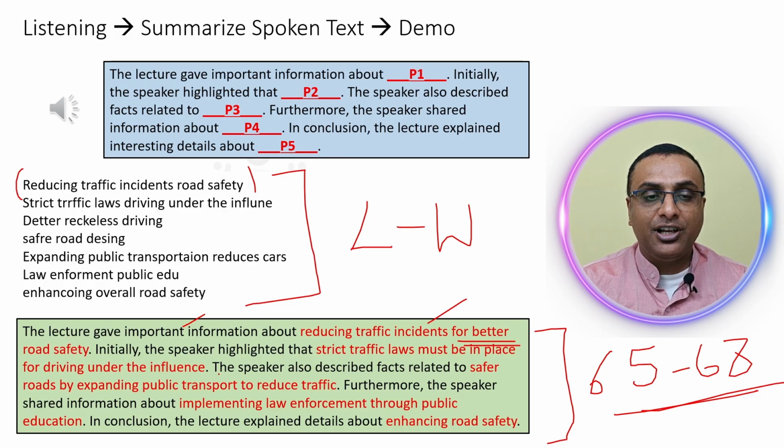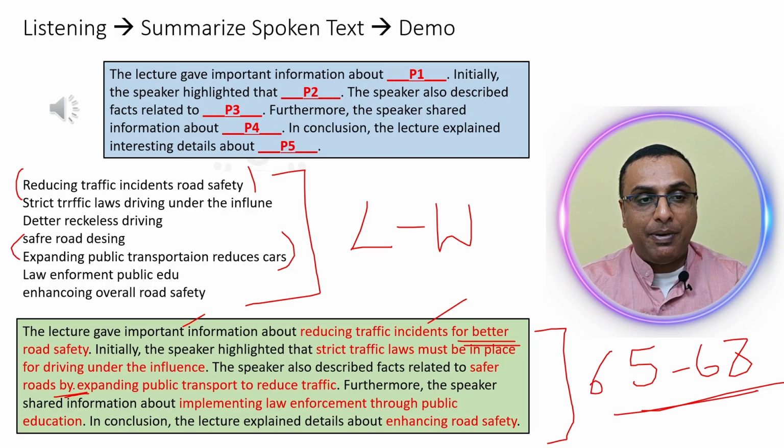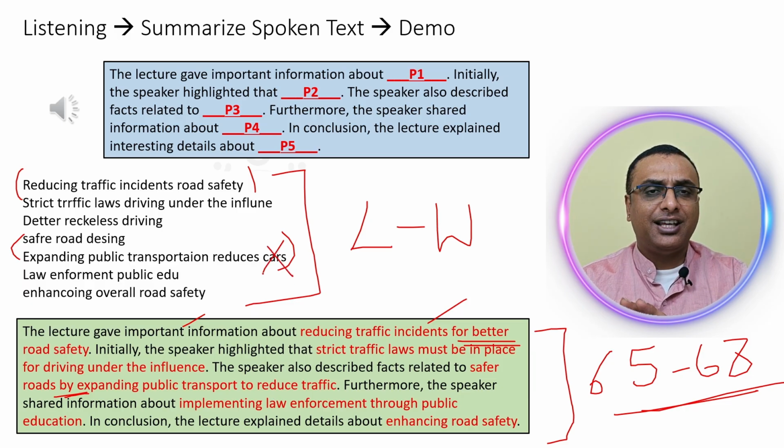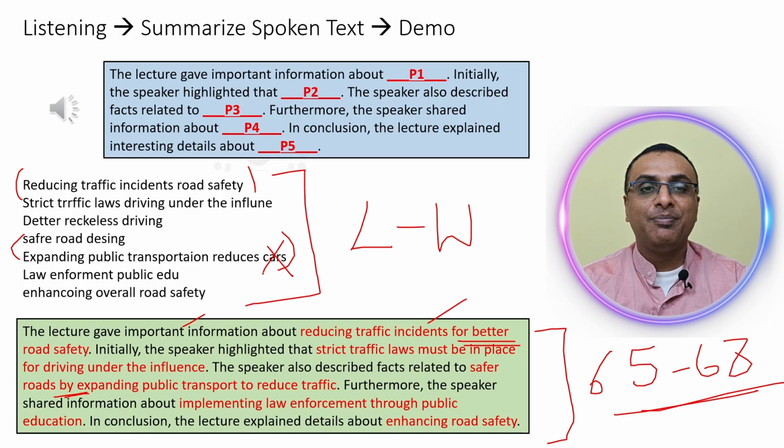Next, here in this particular sentence, the speaker also described facts related to safer roads by expanding public transport to reduce traffic. Here I've combined these two phrases to make it into one big sentence. So over here, if you can see, safer roads by expanding. To make it grammatically correct, I have added the word by expanding public transport to reduce traffic. I have completely eliminated the word cars. Absolutely no problem because I'm still sticking to the context of the lecture itself. So this is how you can also come up with a response for the summarized spoken text question.